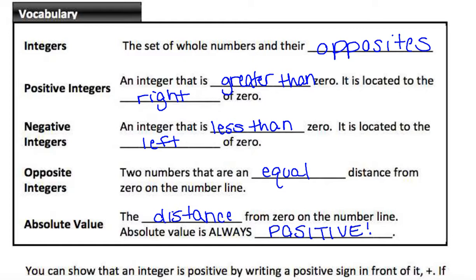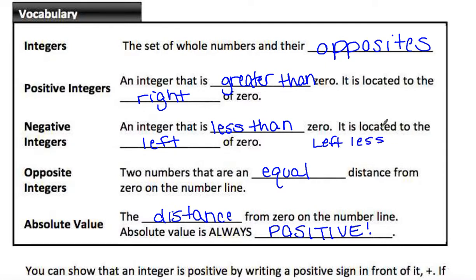The positive integers are the numbers that are greater than 0, and they're located to the right of 0 on a number line. The negative integers are the integers that are less than 0, and they're located to the left. And the way that I always remember it is left is less on the number line. It rhymes. Left is less, so the further left a number is, the less it is.